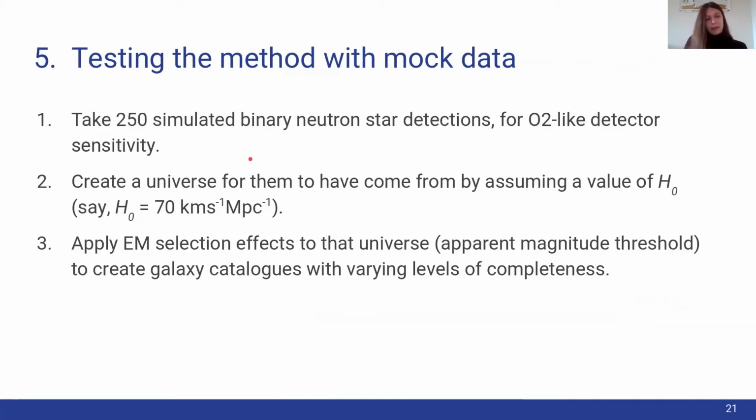The mock data that we're looking at in particular consists of 250 simulated binary neutron star detections, again sticking with an O2-like detector sensitivity. We then created a universe for them to have come from, which requires assuming some value of the Hubble constant, creating a host galaxy for each event, essentially, and then also populating the universe with other galaxies. And then in order to create the galaxy catalogs that we need to do the analysis, we applied an apparent magnitude threshold cut to the universe in order to make the catalog incomplete. And we tried this with varying levels of incompleteness in order to see how well we were able to deal with fairly incomplete catalogs.